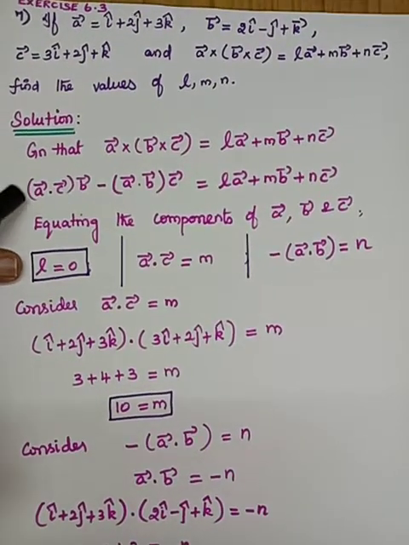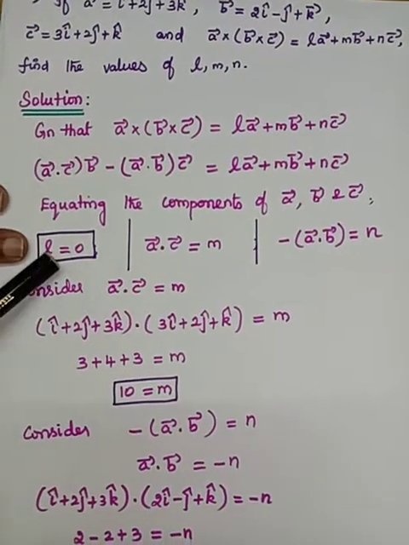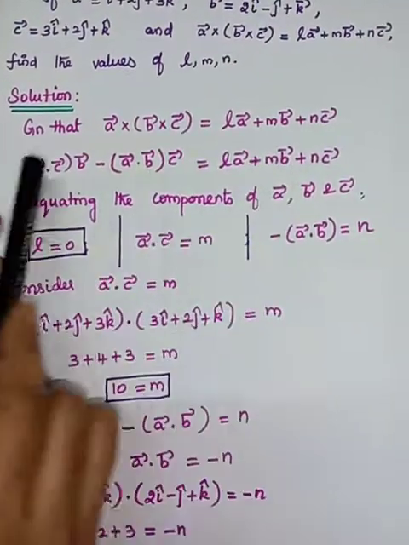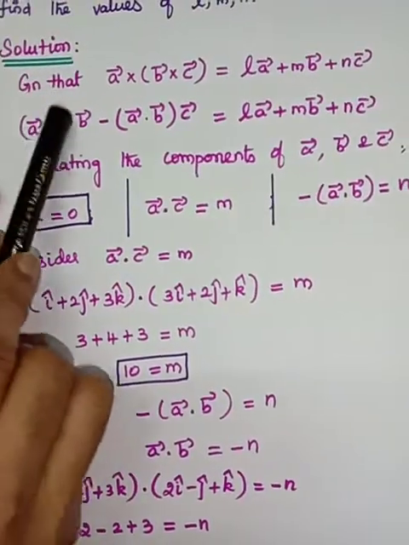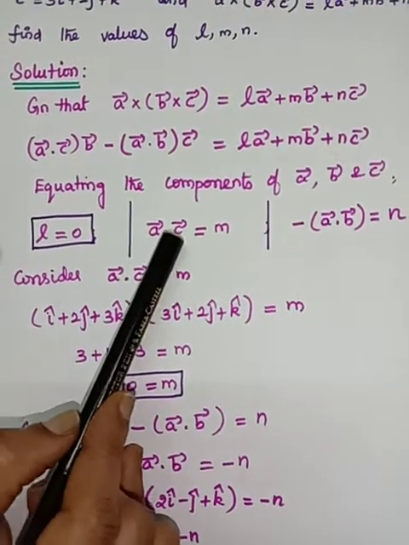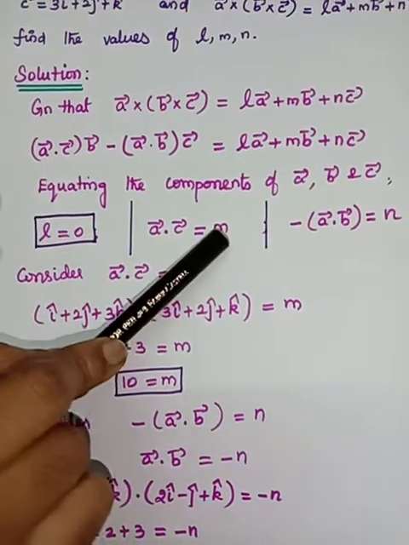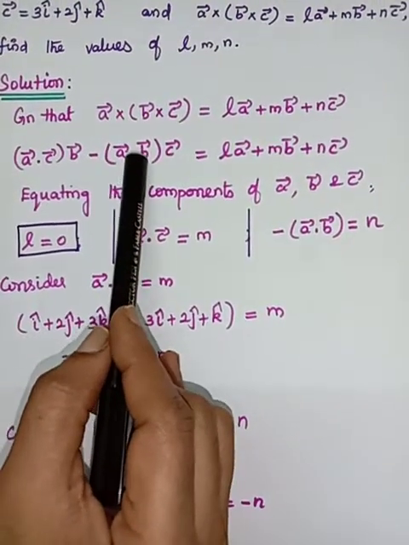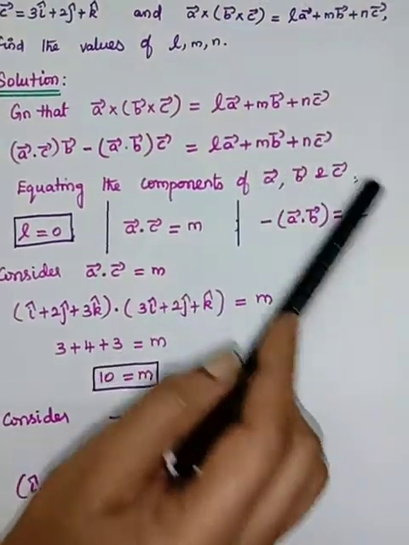Here no A vector is present. Okay, so L is equal to 0. Next, you see that B vector component, here what you are having, A vector dot C vector. So A vector dot C vector is equal to M. The same way C vector component is minus A vector dot B vector is equal to N.